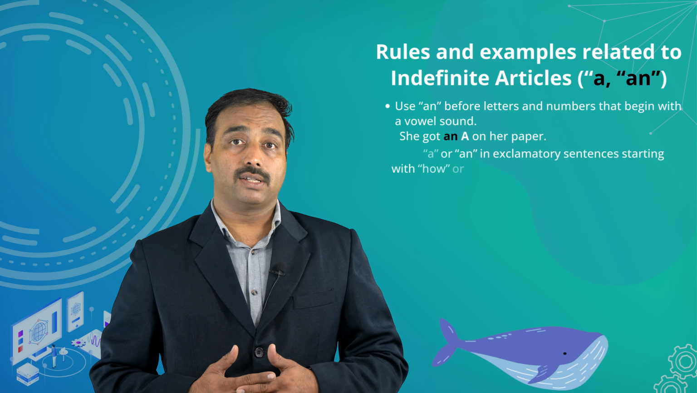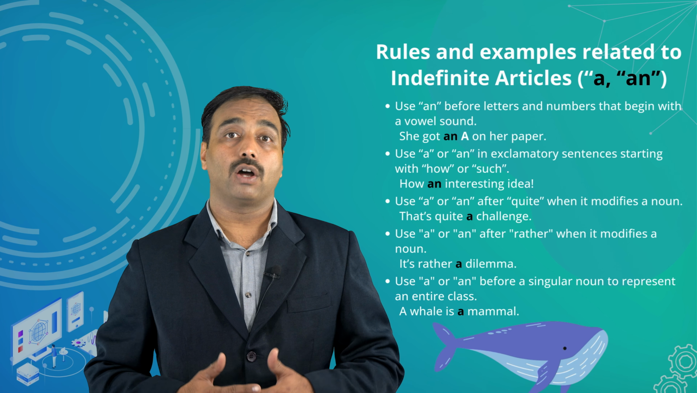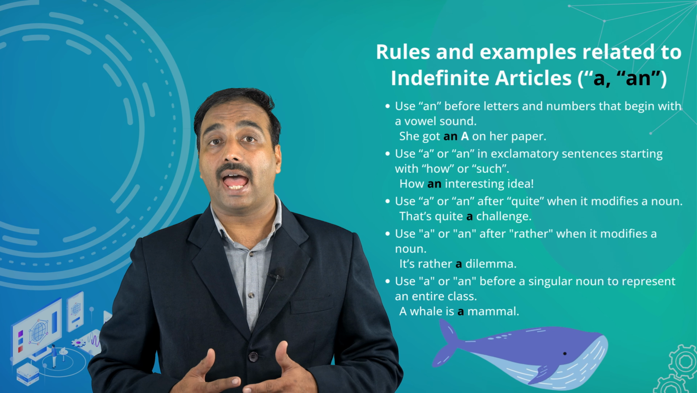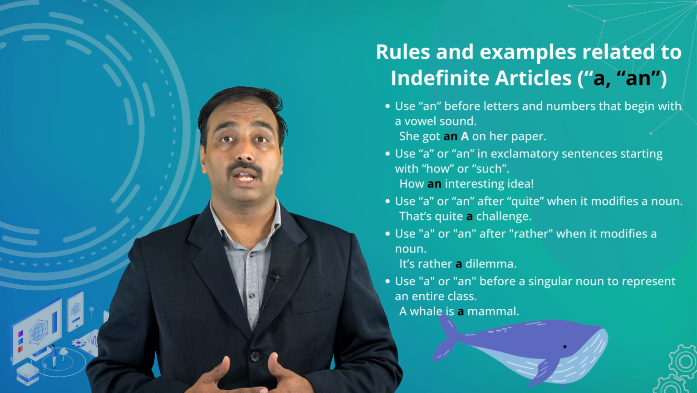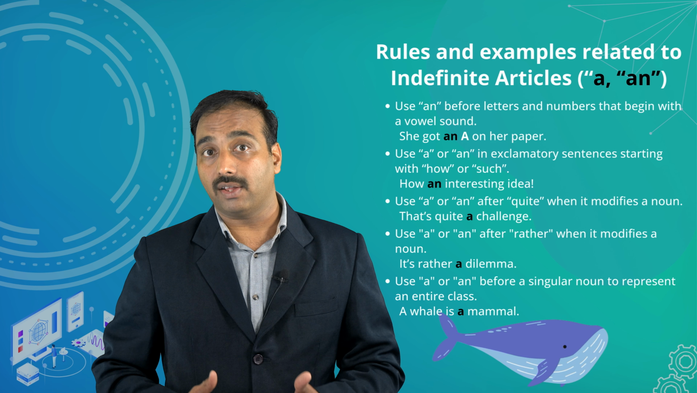Use an before letters and numbers that begin with a vowel sound. For example, she got an A on her paper. Use a or an in exclamatory sentences starting with how or such. For example, how an interesting idea.